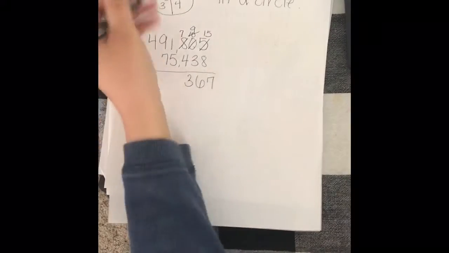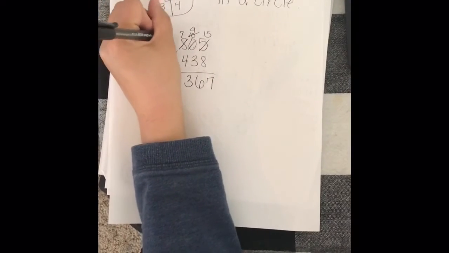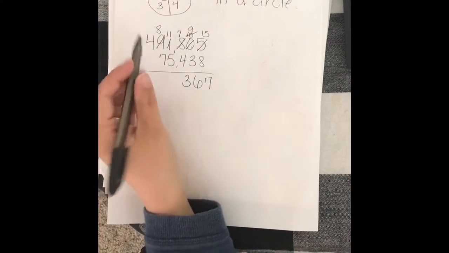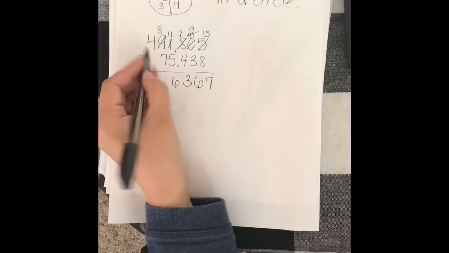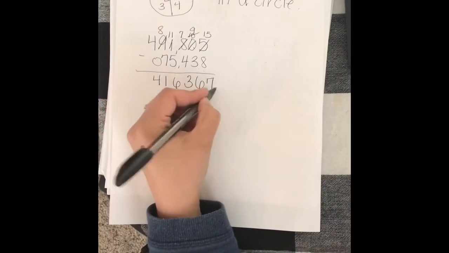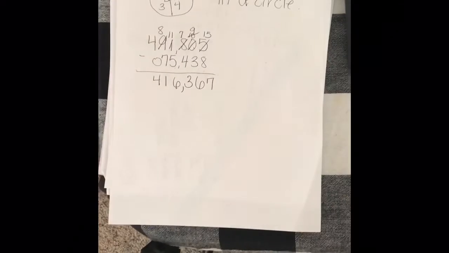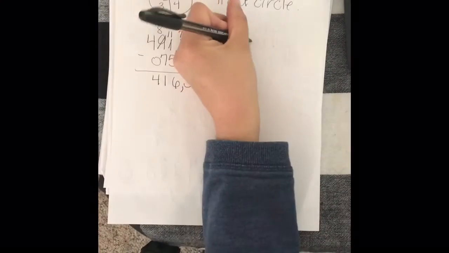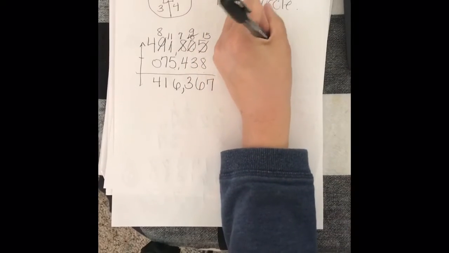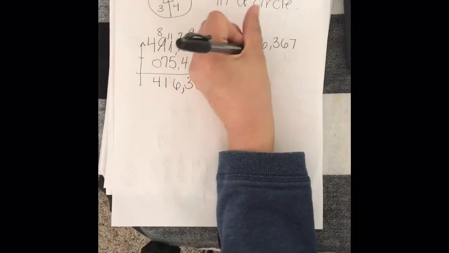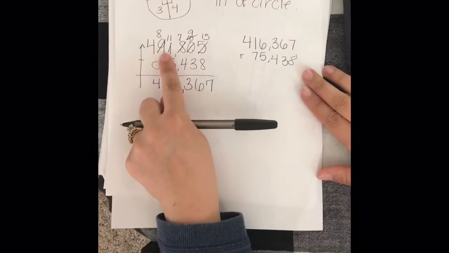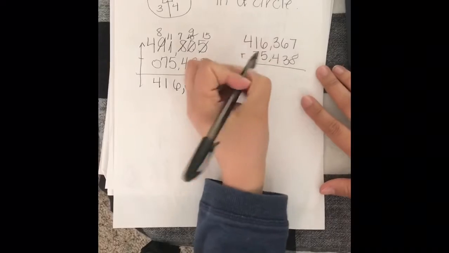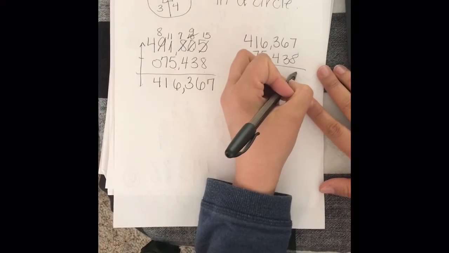1 minus 5 I can't do, so I have to borrow. 11 minus 5 is 6. 8 minus 7 is 1. 4 minus 0 is 4. Cha, cha, cha, slide. And then I can go ahead and do my inverse operation, which we know is the opposite. And I would know that this was correct if, when I added these two together, I got 491,805. That's how I could double check that I was correct.